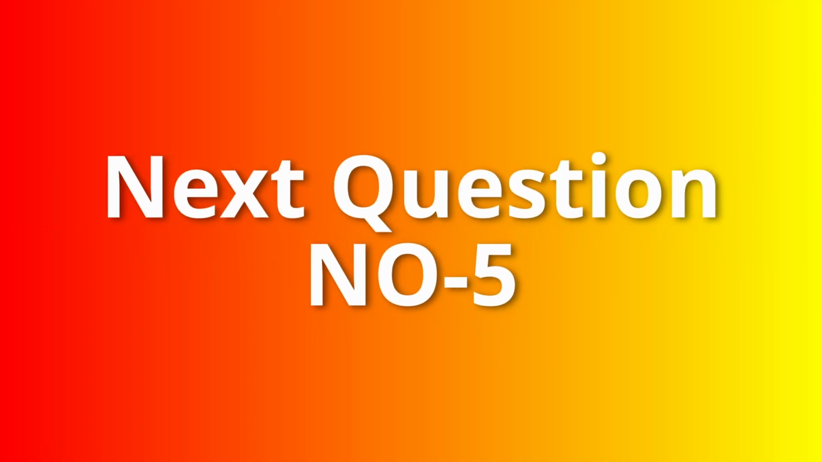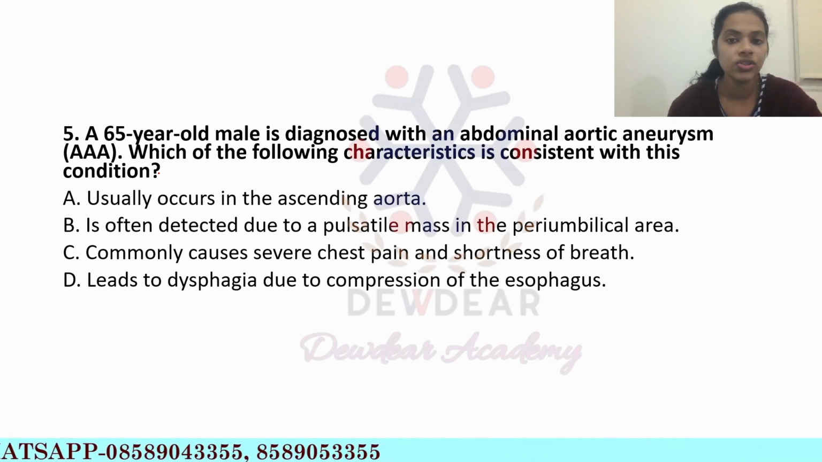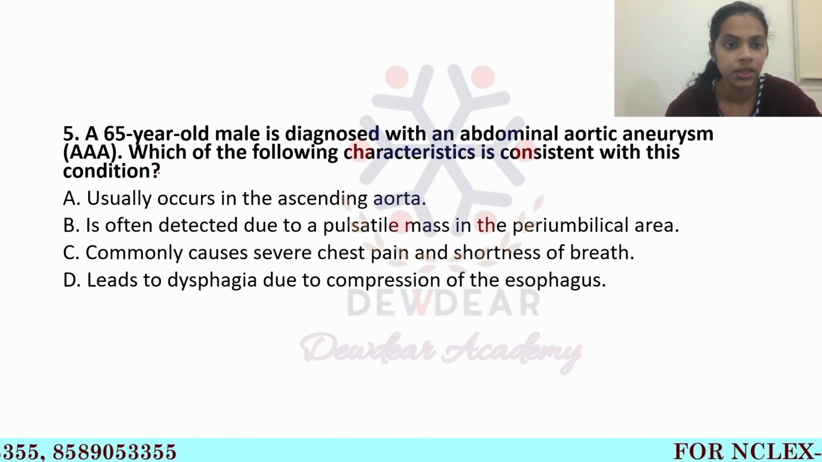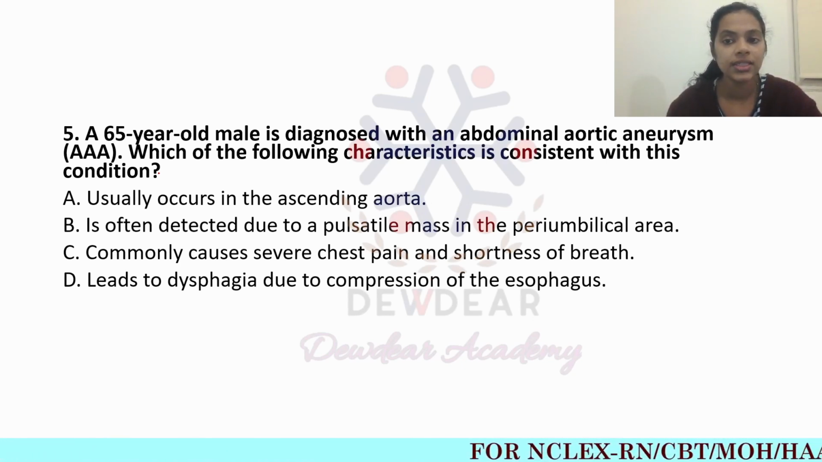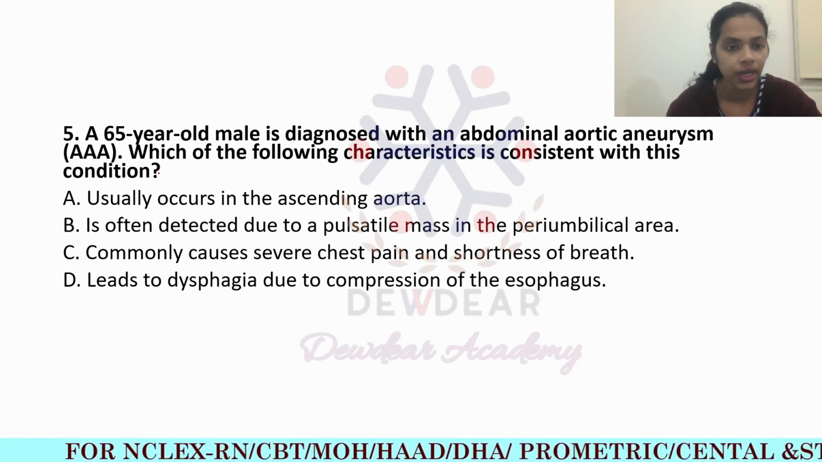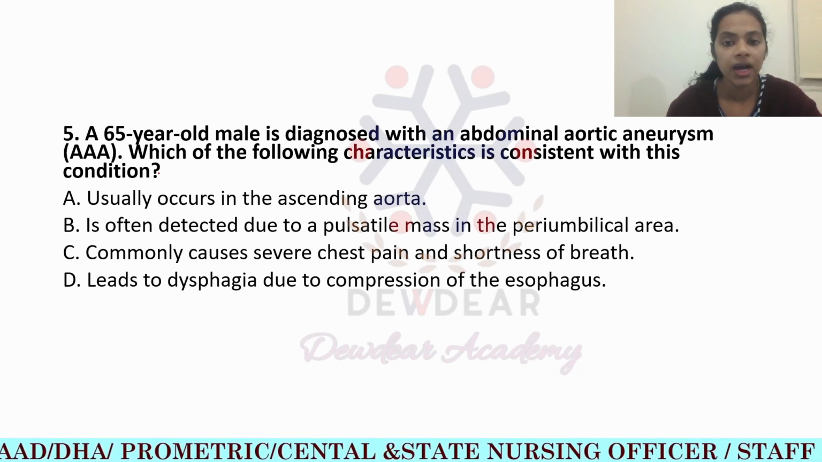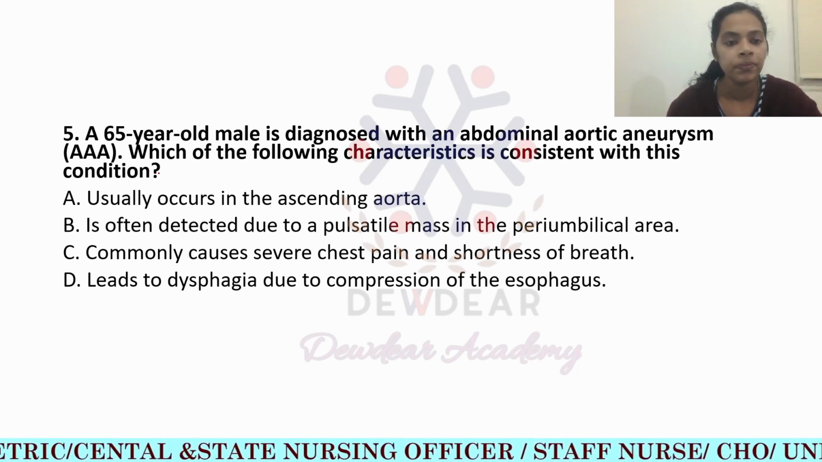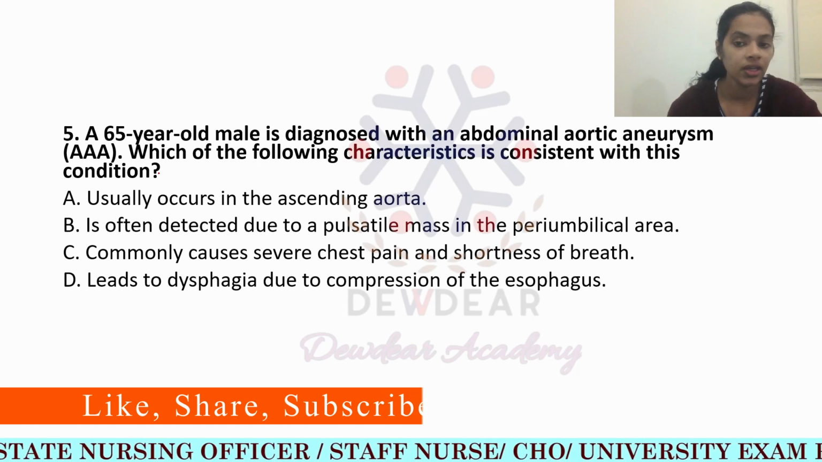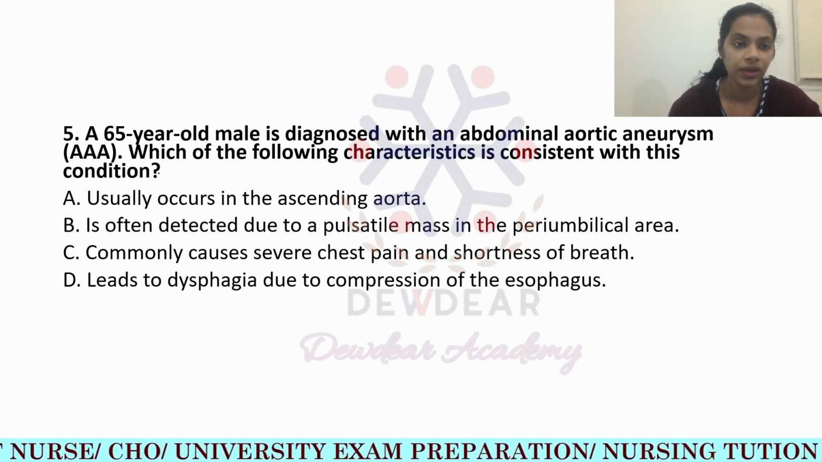Then the fifth question. A 65-year-old male is diagnosed with an abdominal aortic aneurysm. Which of the following characteristics is consistent with this condition? Options: usually occurs in the ascending aorta; it is often detected due to a pulsatile mass in the periumbilical area; commonly causes severe chest pain and shortness of breath; leads to dysphagia due to compression of the esophagus.